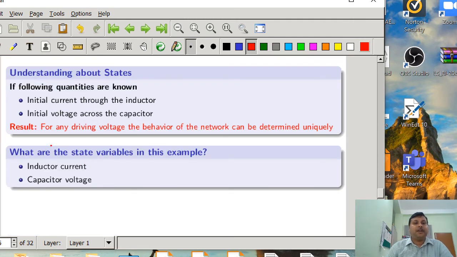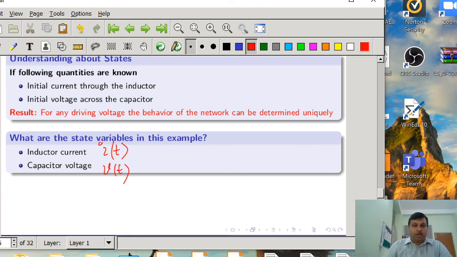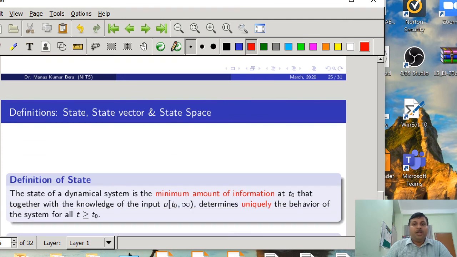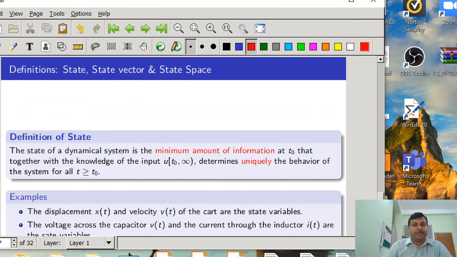So what are the state variables for this example? The inductor current and the capacitor voltage. The capacitor voltage we have indicated by v(t), and the inductor current we have indicated by i(t). So these two variables in the network can play the role of state variables or the internal variables of the dynamical system. Okay, so now formally we will define the state.